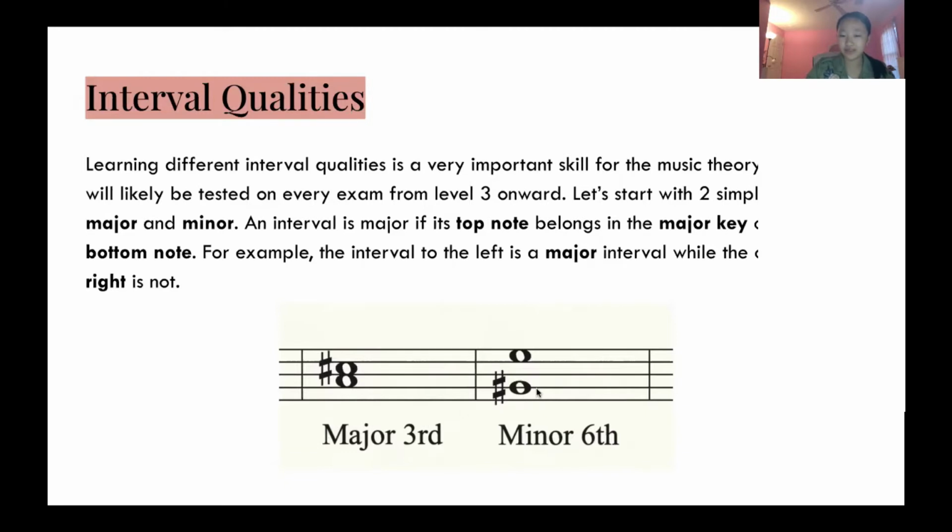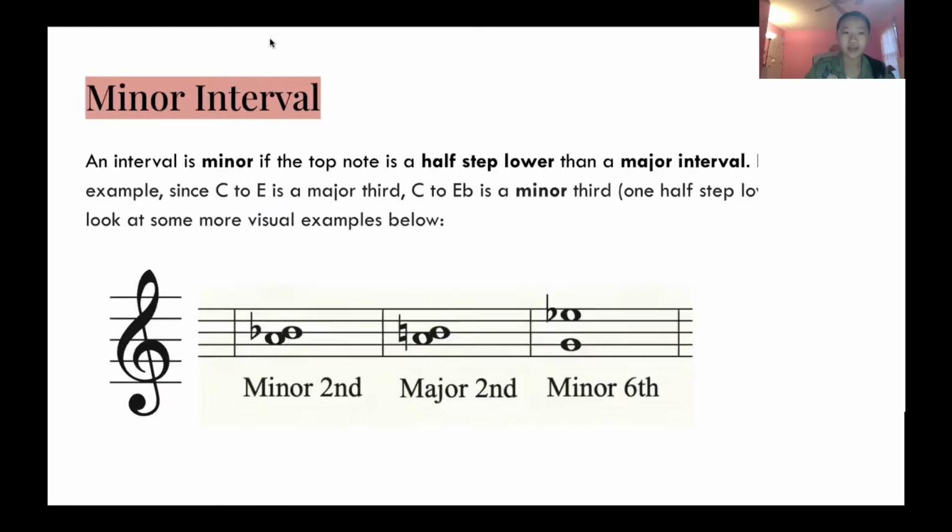This one, although it's a 6th, it's not major because in a G sharp major scale, there is no E, it would be an E sharp. Because the E is a half step lower than that major, it is a minor interval. I have the definition right here. So a minor interval is when the top note is a half step lower than that of a major interval. So for example, since C to E is a major third, C to E flat would be a minor third.